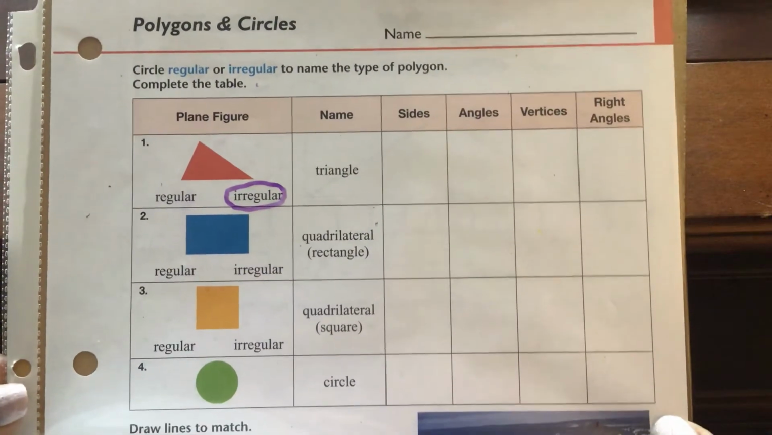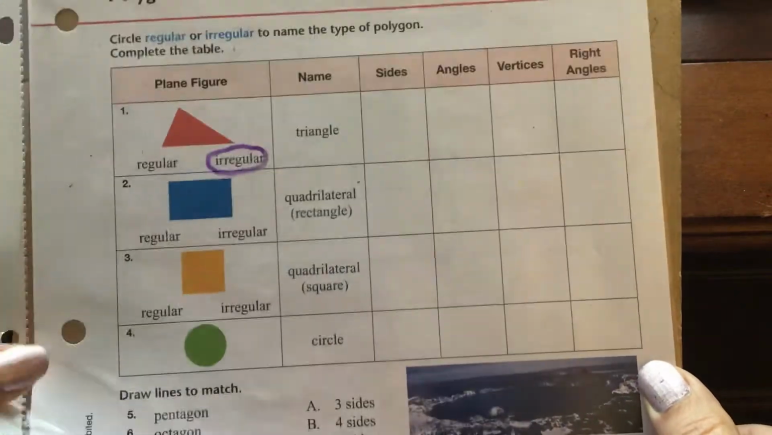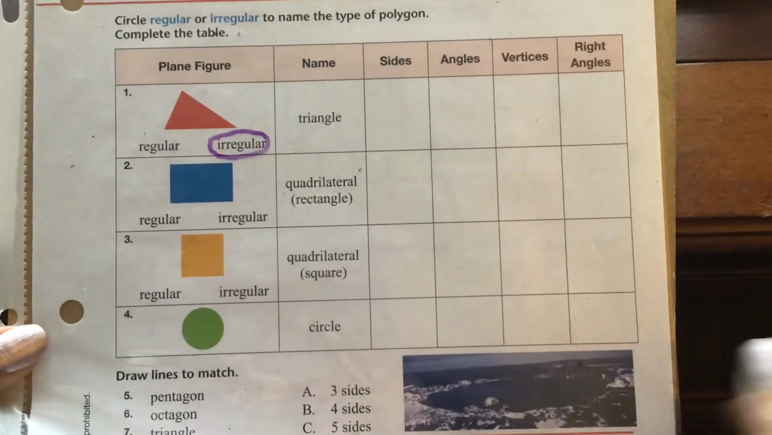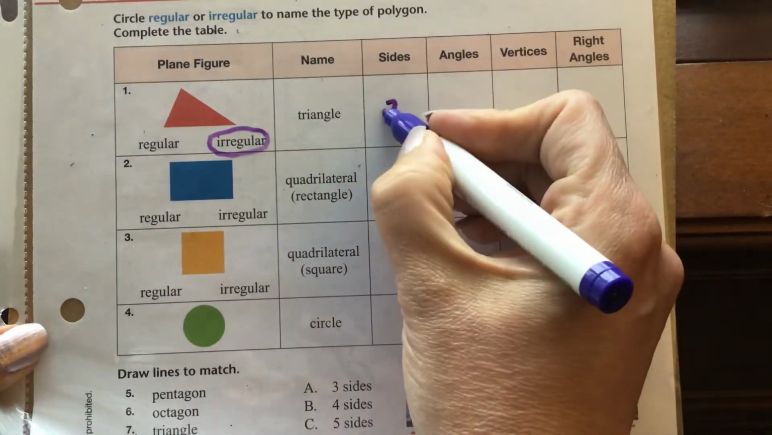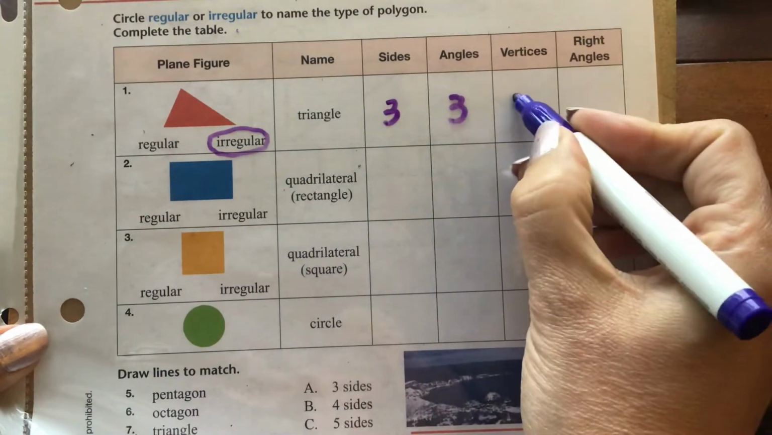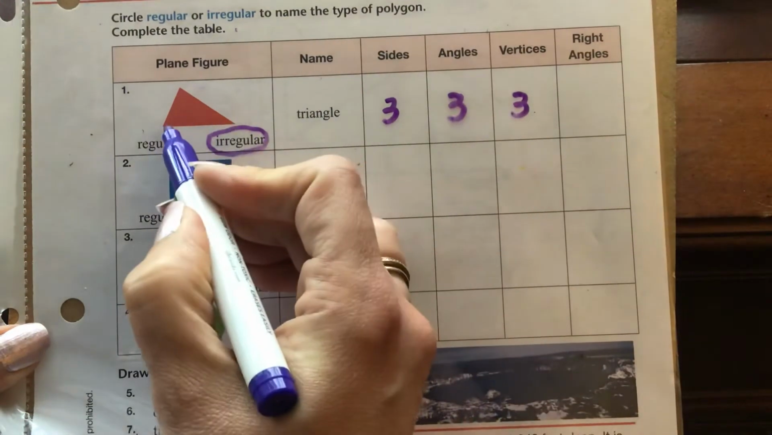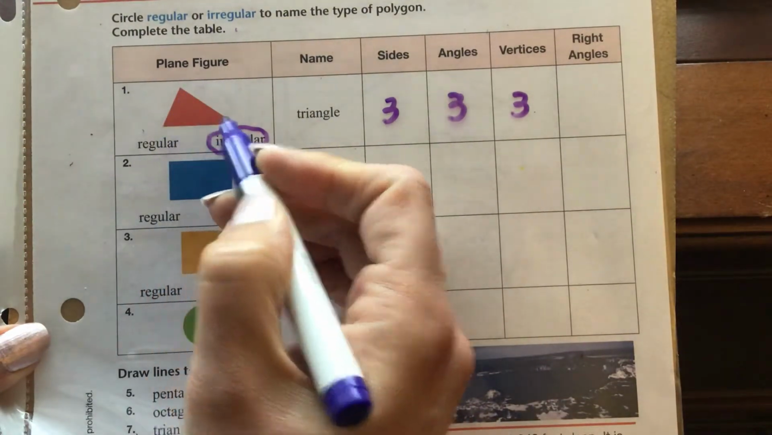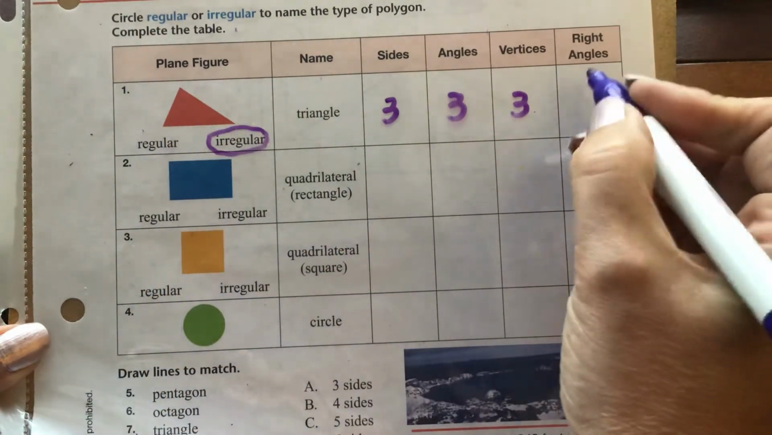All right. So a triangle has how many sides? We did this yesterday, so this is pretty simple. It has 3 sides, 3 angles, and it also has 3 vertices, right? Those are the points where the angles come together, where lines come together.